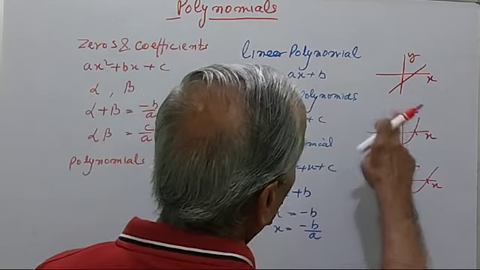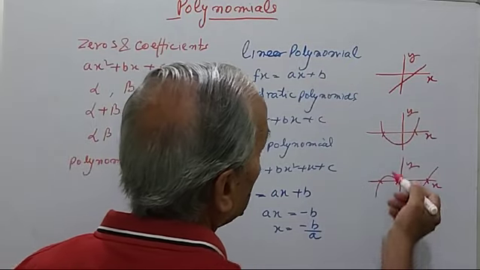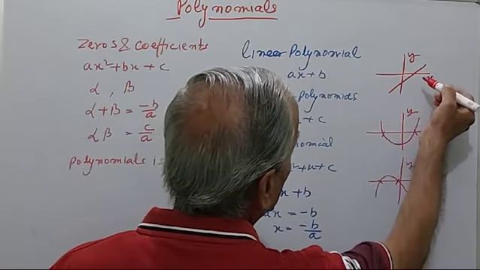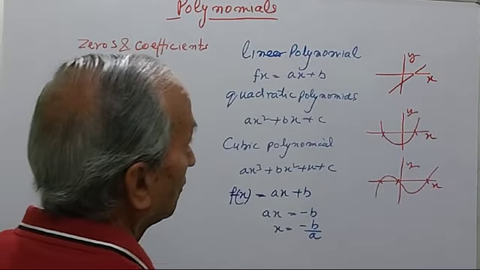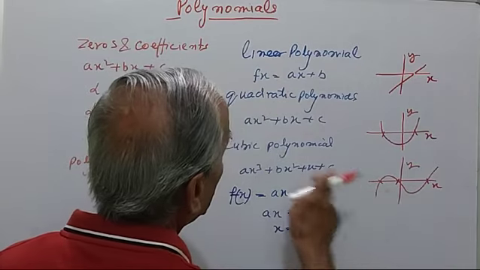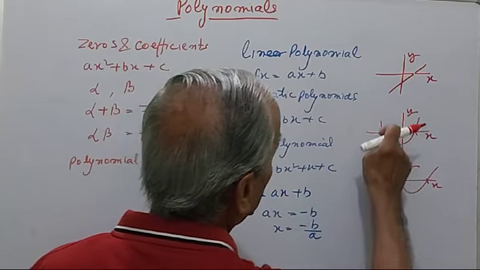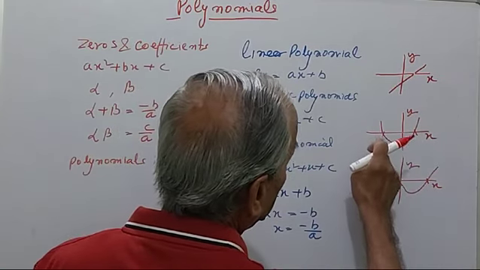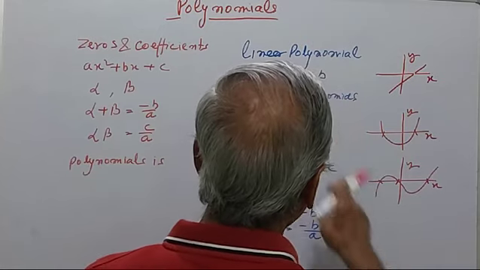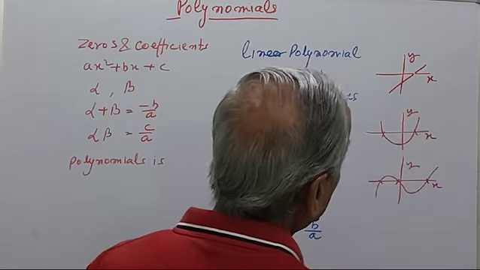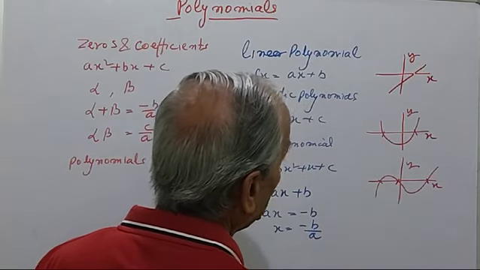Now, if we draw the graph of a linear polynomial, we will get a straight line which has one coordinate on the x-axis. And if we draw the graph of a quadratic polynomial, you get a parabola, and it cuts the x-axis at 2 points, that is 2 coordinates. So in a linear polynomial we get only one coordinate, and in a quadratic polynomial we get 2 coordinates.